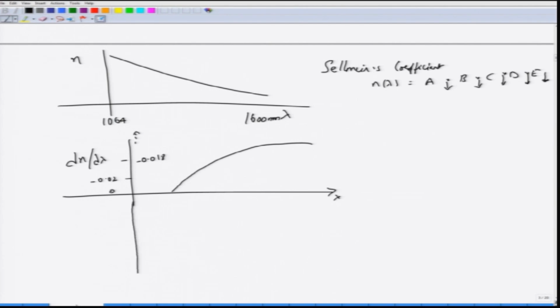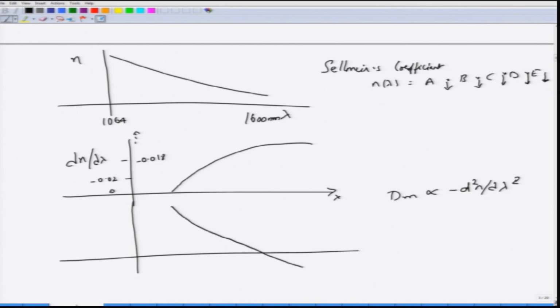Now more importantly, my dispersion coefficient Dm is proportional to minus d square n by d lambda square, correct. So I want to know how the second derivative of n with respect to lambda looks, and that will look very interesting. It will have a positive value until a certain region, and then it goes to a negative value. And if you dope this with different materials, then you can shift the positions of where the 0 occurs a little bit. This is for the different materials.